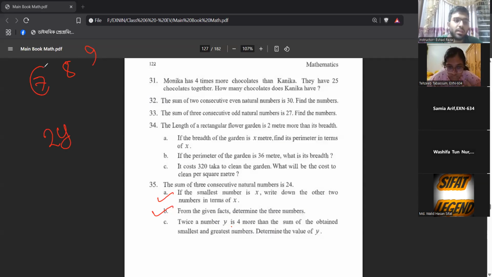What are the smallest and greatest numbers? 7 and 9. What is the sum of the obtained smallest and greatest numbers? 16. They're saying 2y is not 16, it is 4 more than 16. Is it clear? Is this equation clear?